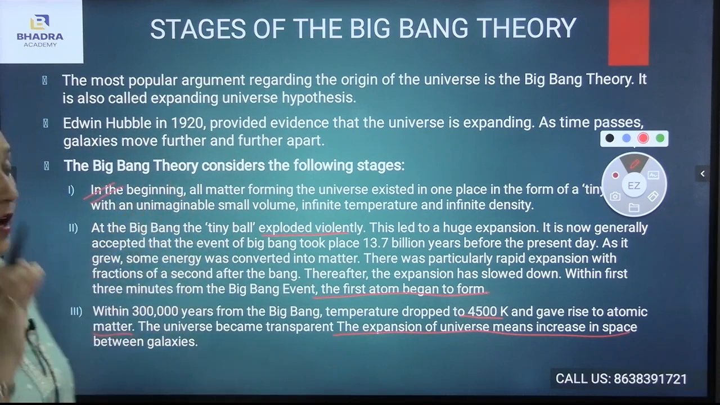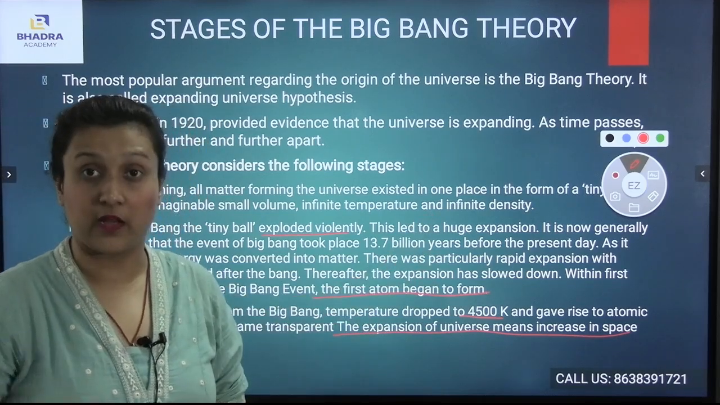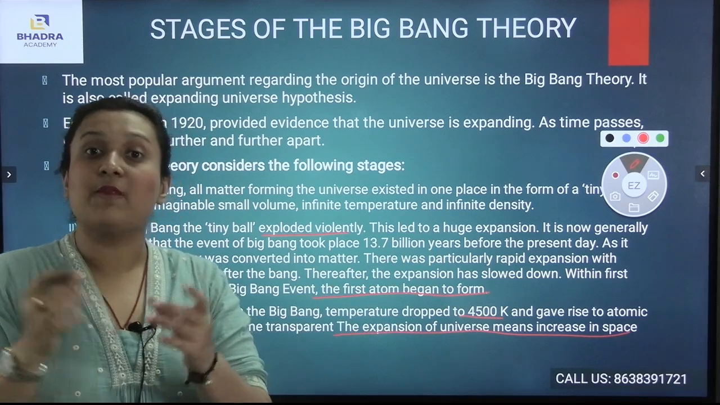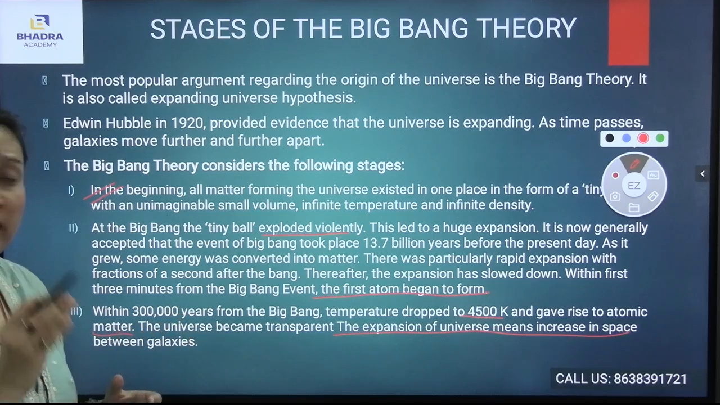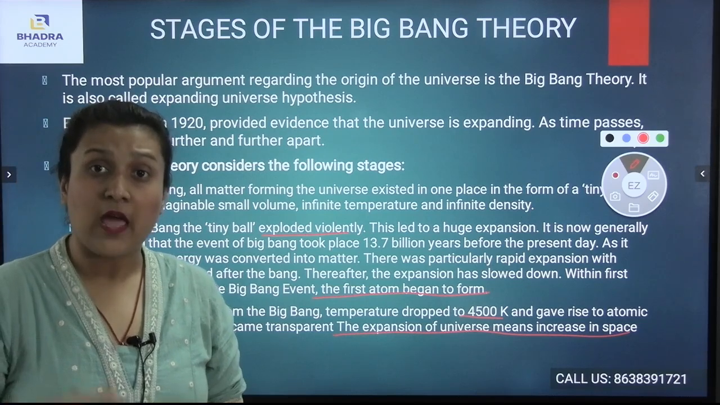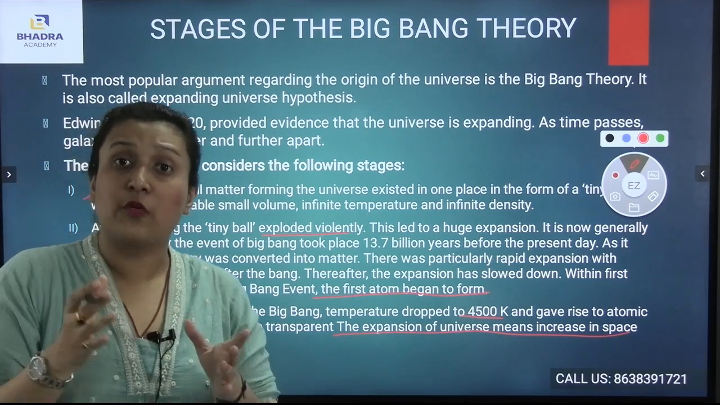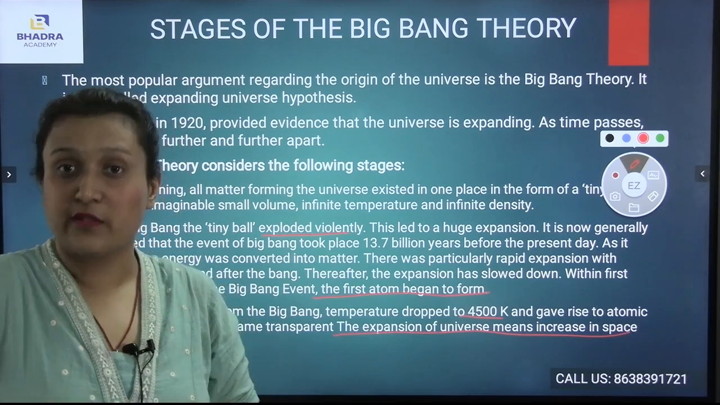The first stage refers to a tiny ball with infinite temperature and infinite density. In the second stage, the tiny ball exploded 13.7 billion years ago, and as a result, it converted into matter. When it converted into matter, slowly, it turned itself into an atom. Slowly, more atoms started to create.